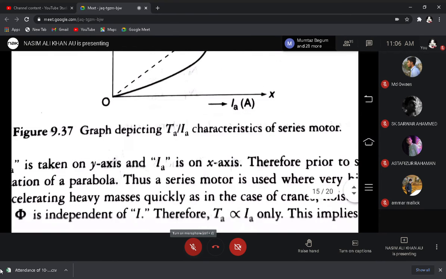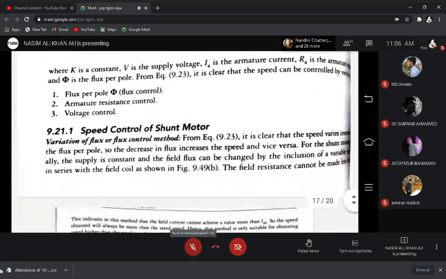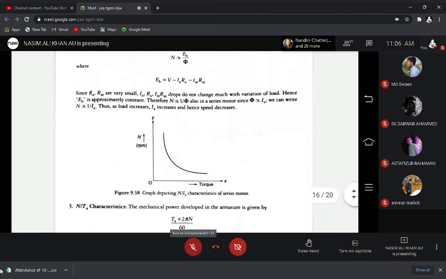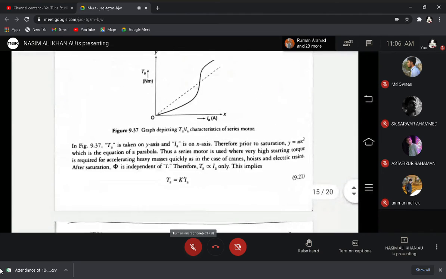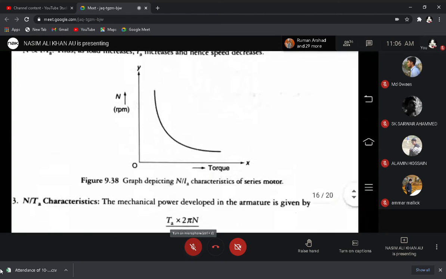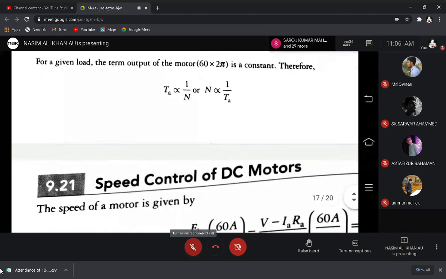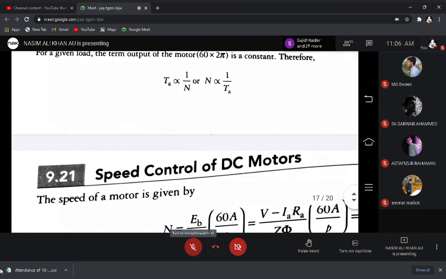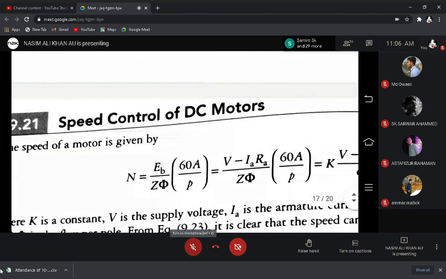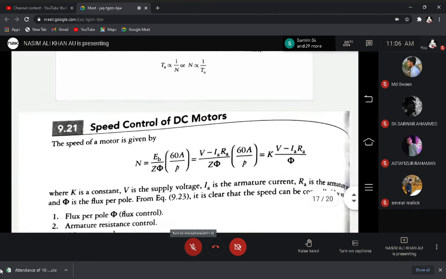In a similar way, if we try to draw this, this is the flux, and speed versus torque, how will it happen? So it is just a mathematical expression. If you try to increase one particular portion, then the same thing will come to the other portion if you draw the graph. And this is the speed control of DC motor.